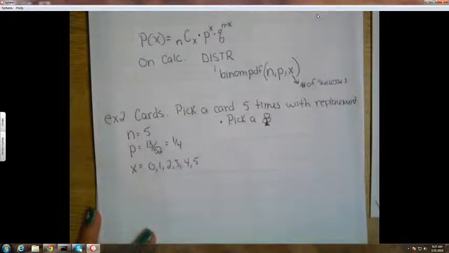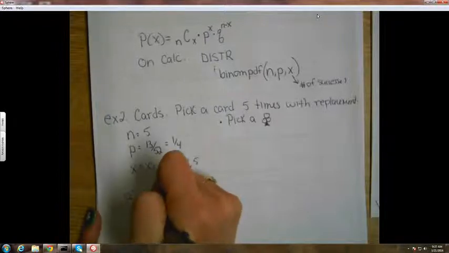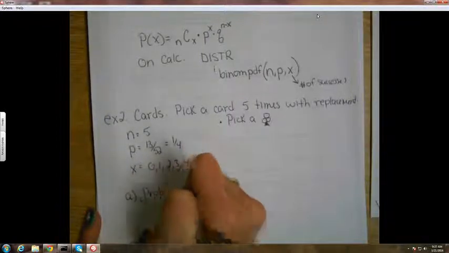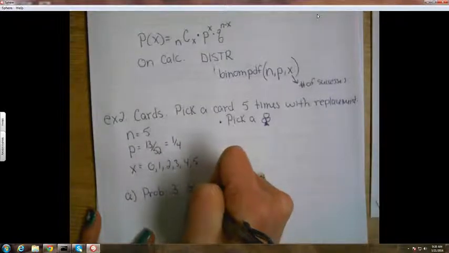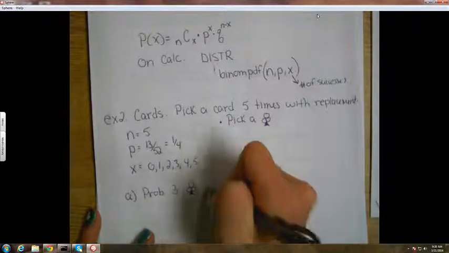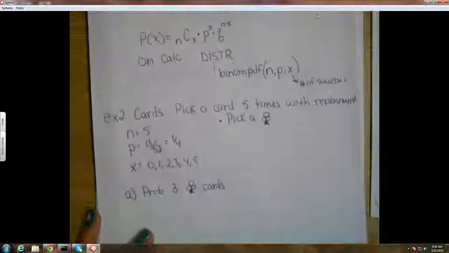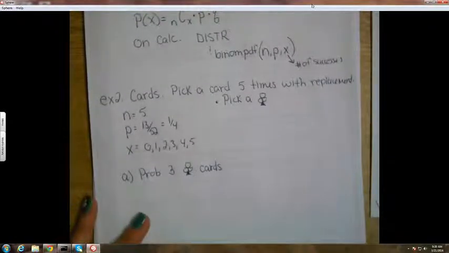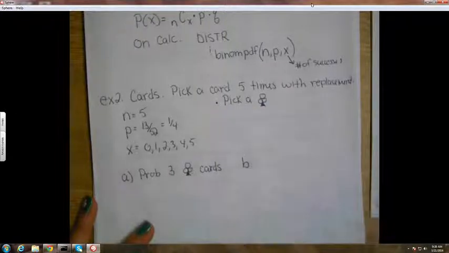Okay. So I'm going to ask some probability questions now. What's the probability of getting 3 club cards? Not the 3 of clubs, but 3 of the cards I pick out are clubs. So out of the 5, I want to see what's the probability that I get exactly 3 club cards. So since it's binomial, we're going to go to the binomial. I just used the B and then PDF.